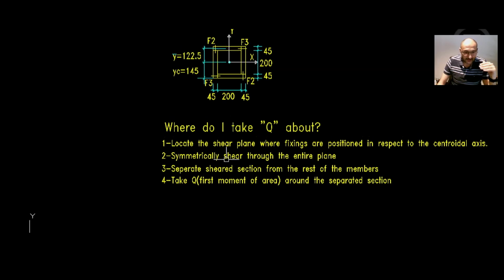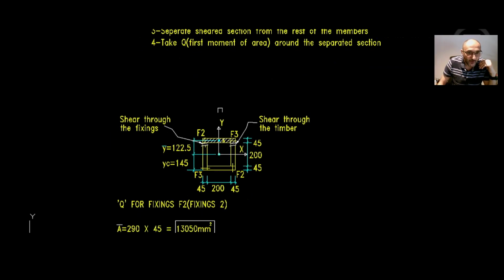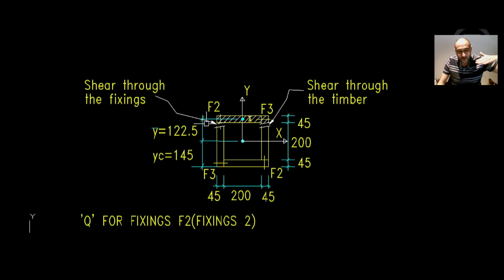So now let's see how this can be done. We have F2, a horizontal shear plane, so we will need to cut through that. And as we're cutting through, at the ends there, we are not cutting through the fixing where F3 is, because F3 is a horizontal fixing. Okay, F2 is a vertical fixing. So we need to cut through that vertical fixing and continue cutting through.